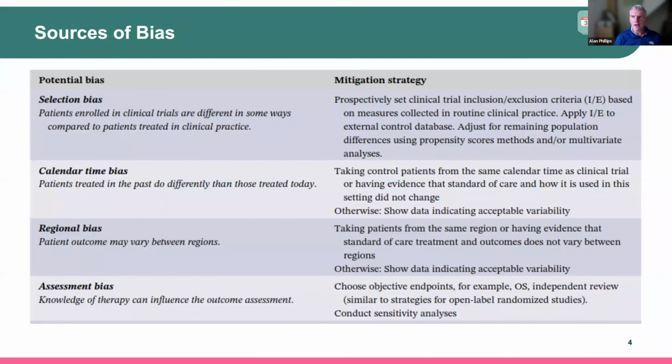I'm not painting a very positive picture for historical controls, but I'll come back on when they can be used. But there are all these sorts of factors that need to be looked at. Another one is assessment bias. We, as trialists, as statisticians, as clinicians, we all understand that the gold standard is double-blind clinical trials where patients and investigators don't know what treatment is on, so that they cannot have any influence on the outcome assessment.